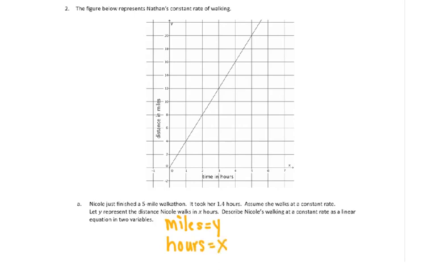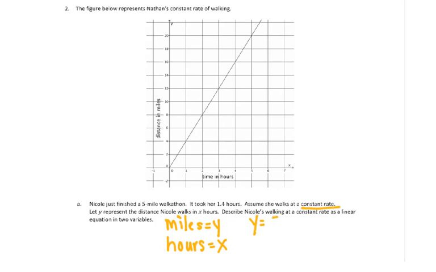All right, so assume she walks at a constant rate. So they're telling us she walks at a constant rate. Let Y represent the distance Nicole walks in X hours. Describe Nicole's walking at a constant rate as a linear equation in 2 variables. So this is where things get just a little bit different. So we're still using that form Y equals mx plus b, where our constant rate is our slope. But in this case, they told us she's walking at a constant rate, but they didn't give us that constant rate.